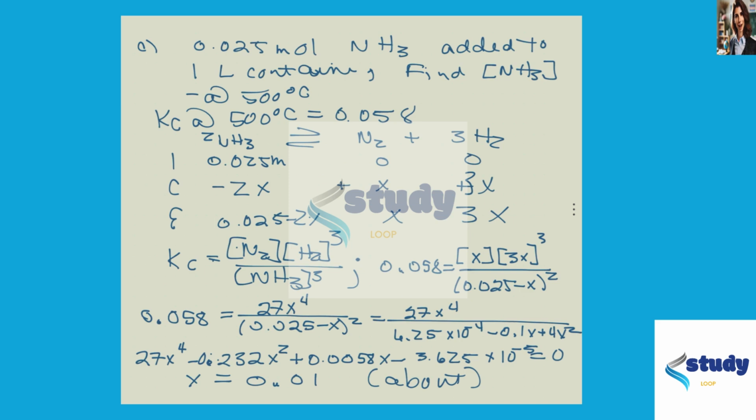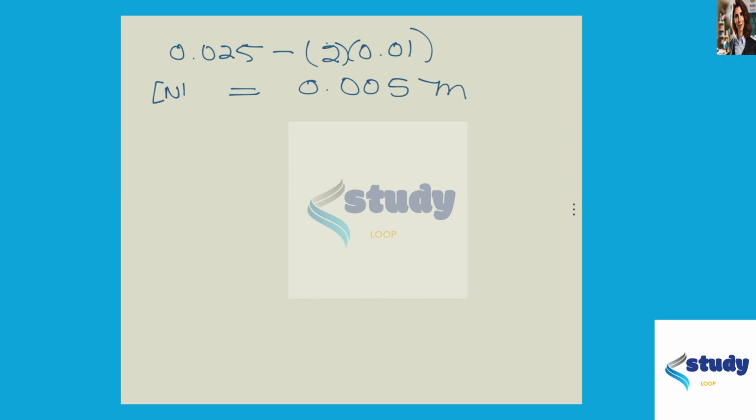So now, if you recall from the ice table, we said our final concentration will be 0.025 minus 2x. So I take 0.025 minus 2 times 0.01, and that gave me 0.005 molar was my final concentration of my ammonia. And I think that's it. Let me make sure that's the whole problem.